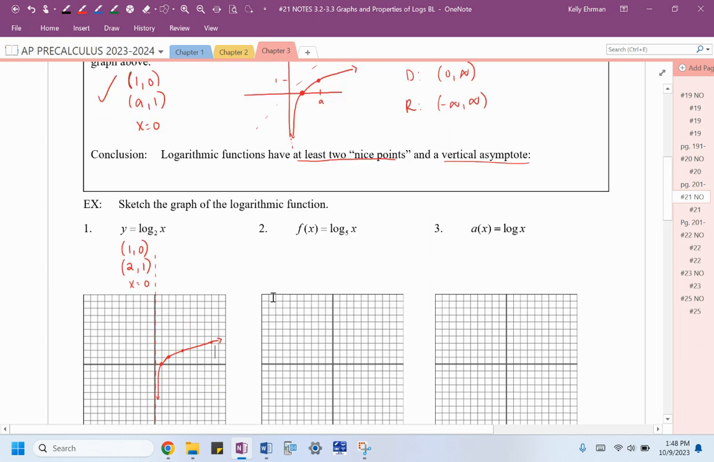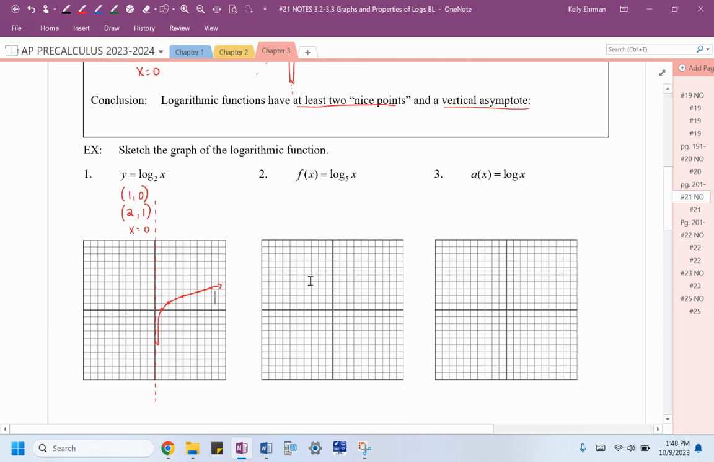All right, so with this graph, again, base number is 5, so we always have the point 1, 0, but now it's going to be 5, 1, and we still have a vertical asymptote at x equals 0.